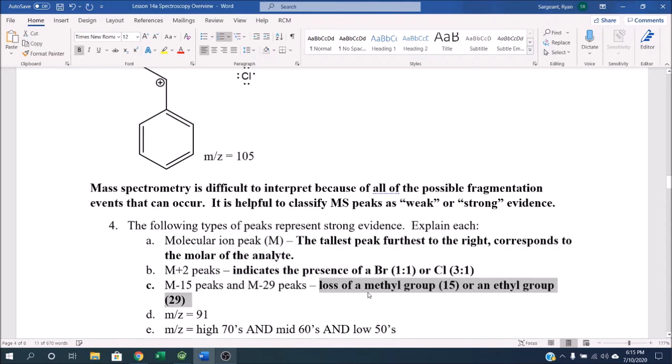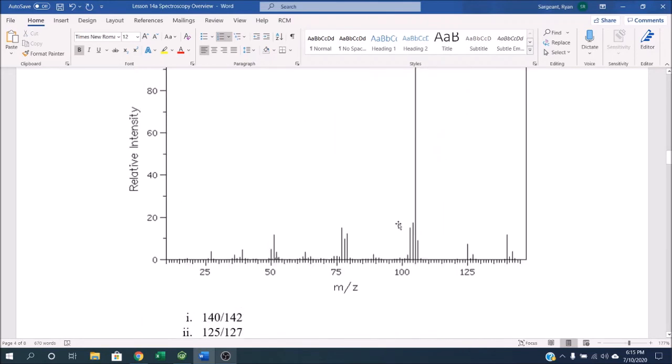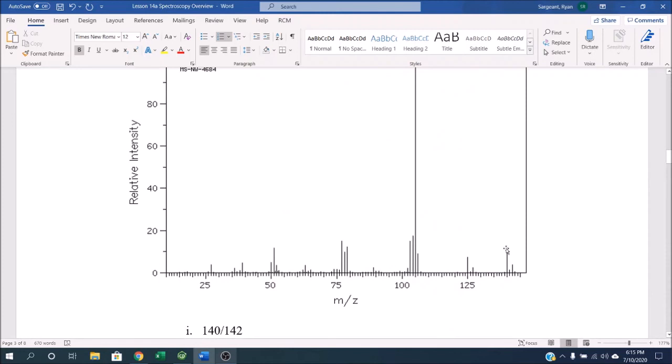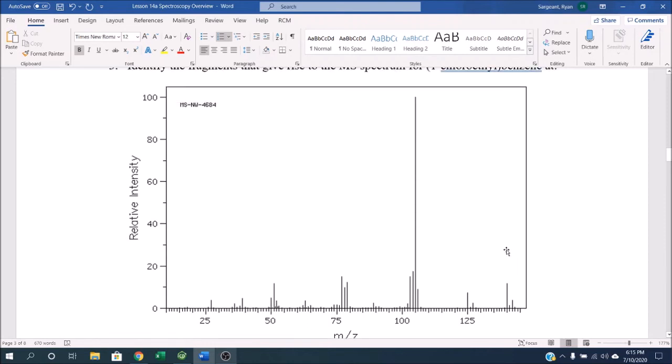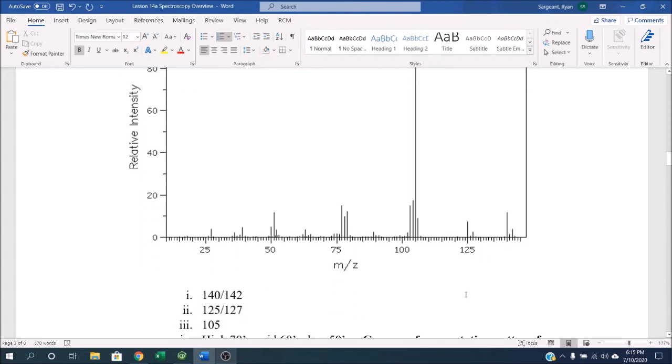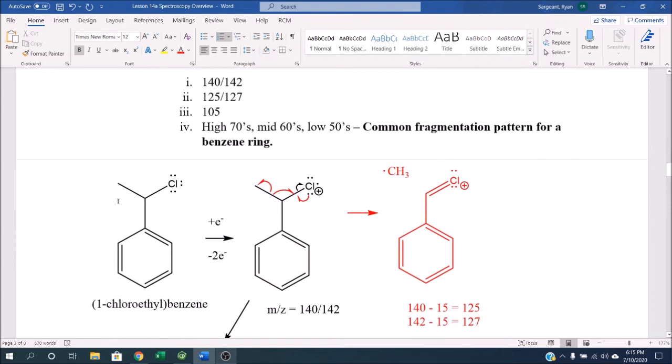So let's look at the M-15 peak that we saw right here. This is the molecular ion peak at 140, and you'll notice that there's a peak 15 units lower than that at 125. Without knowing any detail about the structure of the compound, a molecular ion peak and then something 15 units below it would suggest that somewhere in your molecule is a methyl group that is kind of loaded up and ready to fall off.